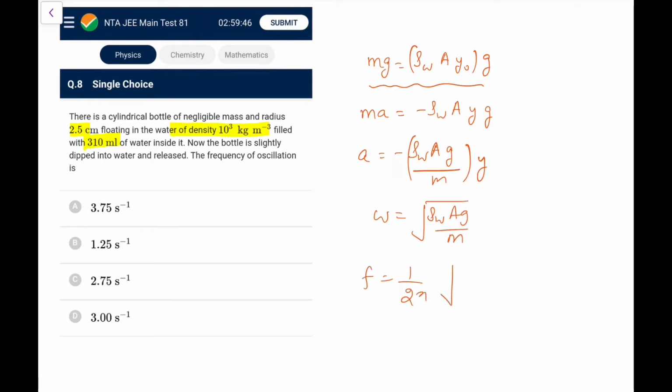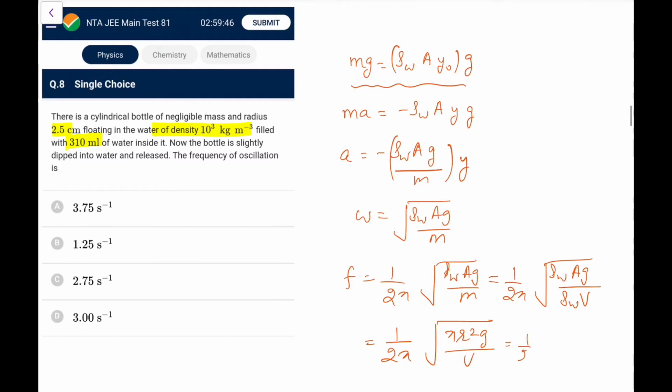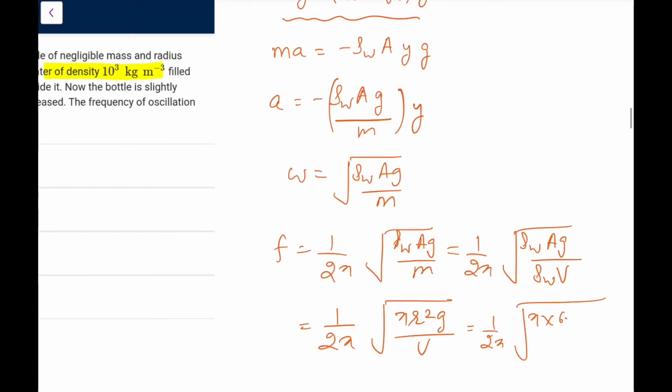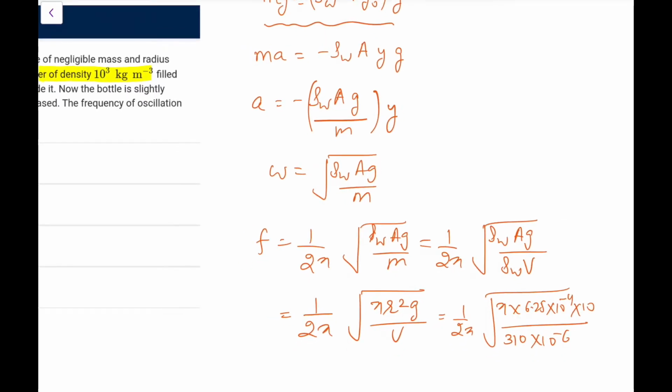So frequency is 1 upon 2 pi root of rho w a g by m, and the m you directly know is basically the mass of the water contained, that you can write as rho w into v contained. So what you are left with is 1 upon 2 pi root of area, pi r square, g upon v. So put in pi r square. r square is 2.5 centimeter square, that comes out as 6.25 into 10 to the power minus 4. g is 10 and volume is 310 ml. ml is 10 to the power minus 6 meter cube, I can convert.